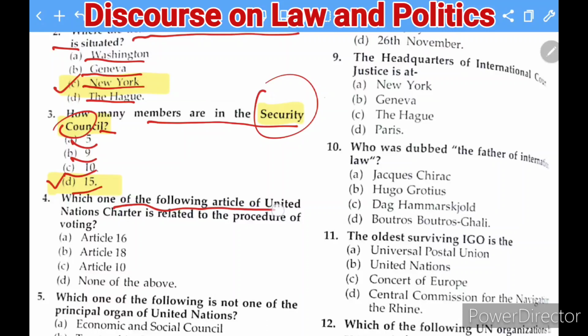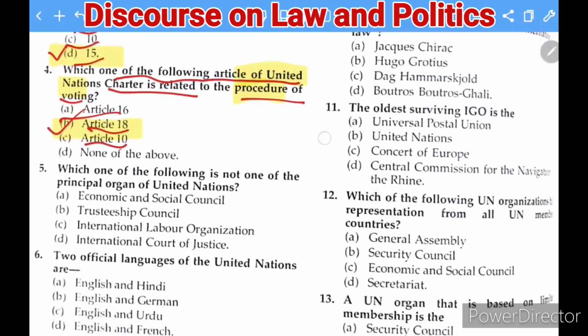Which one of the following articles of the United Nations Charter is related to the procedure of voting? The options given here: Article 16, Article 17, Article 18, Article 10, and none of the above. Which article of the United Nations says about the procedure of voting? Just give your answer here, I am waiting for your response. The right answer is Article 18. Article 18 of the United Nations Charter is related to the procedure of voting. Moving to the next question.